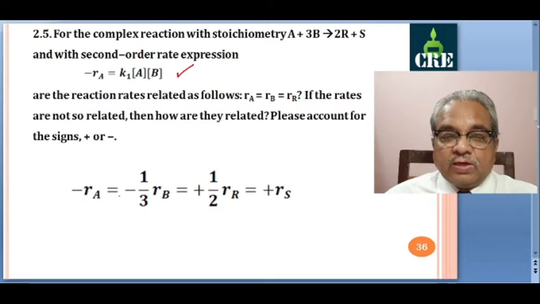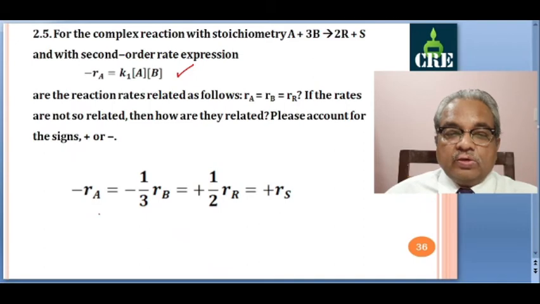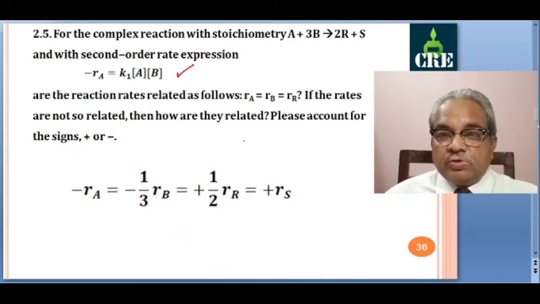So minus Ra is equal to minus Rb by 3, which is equal to Rr by 2, which is equal to Rs. Simply we have to divide by the corresponding stoichiometric coefficients. For disappearance you have to put a minus sign, and for formation a plus sign. So this will be the relationship.